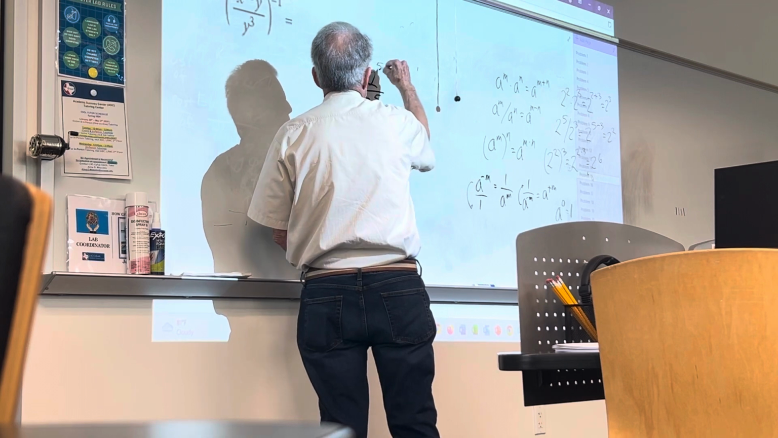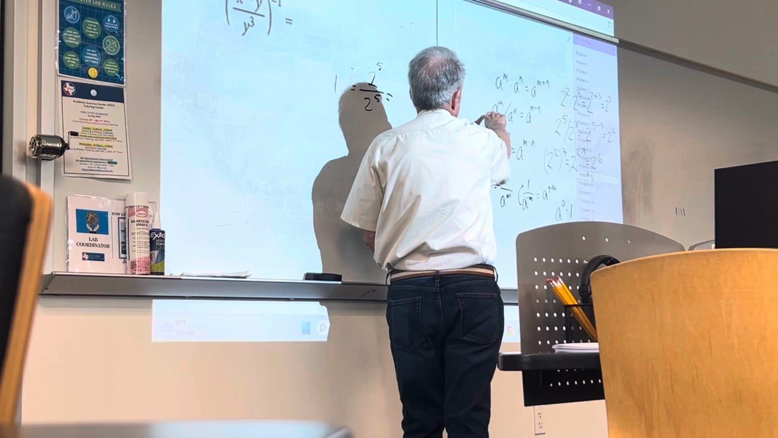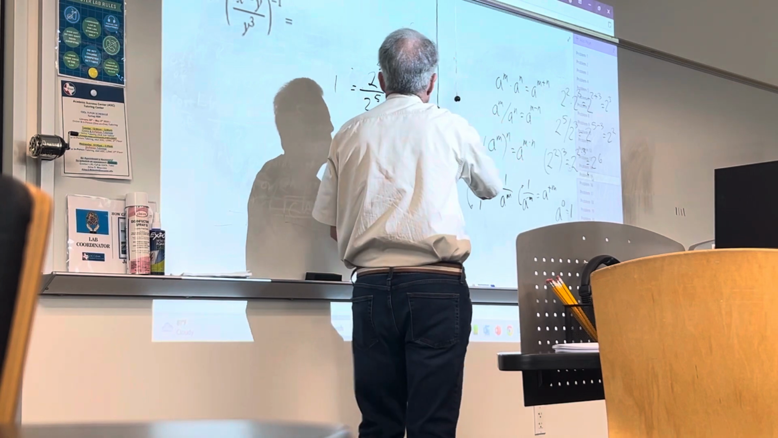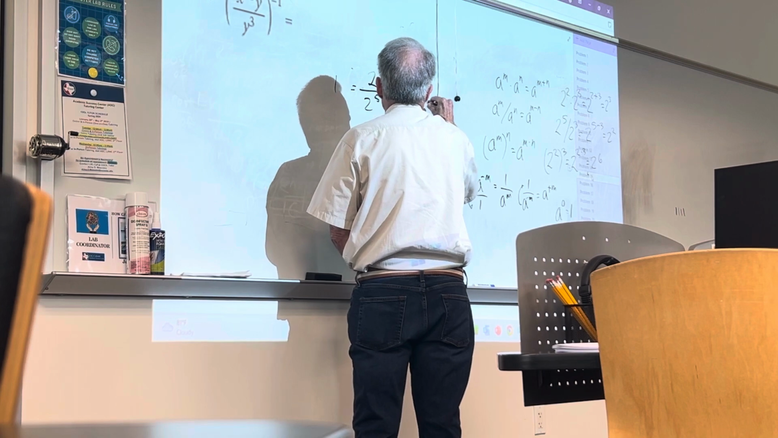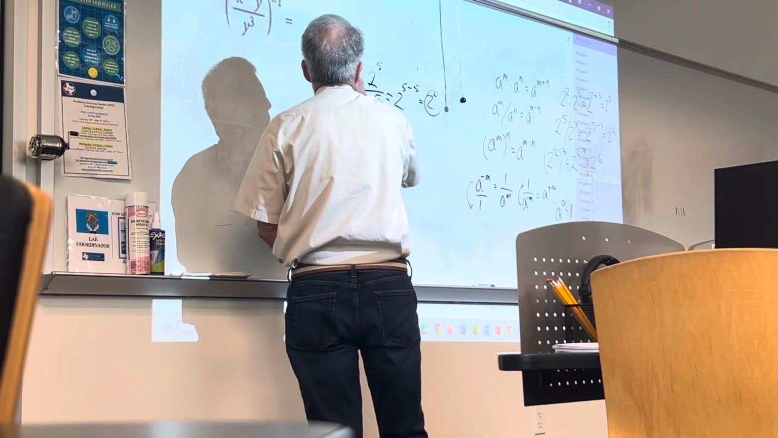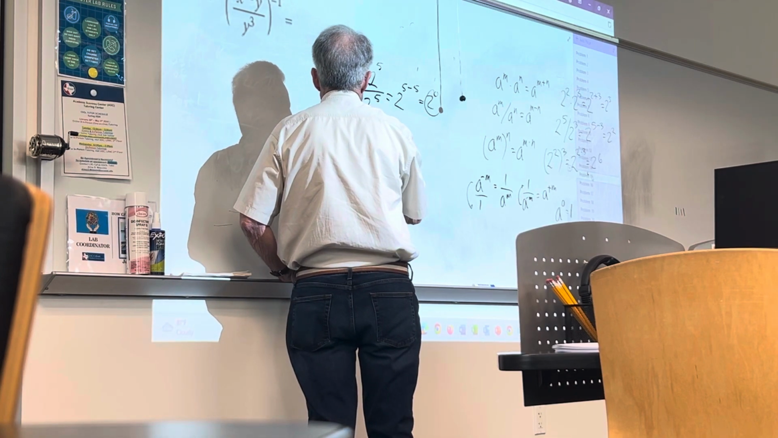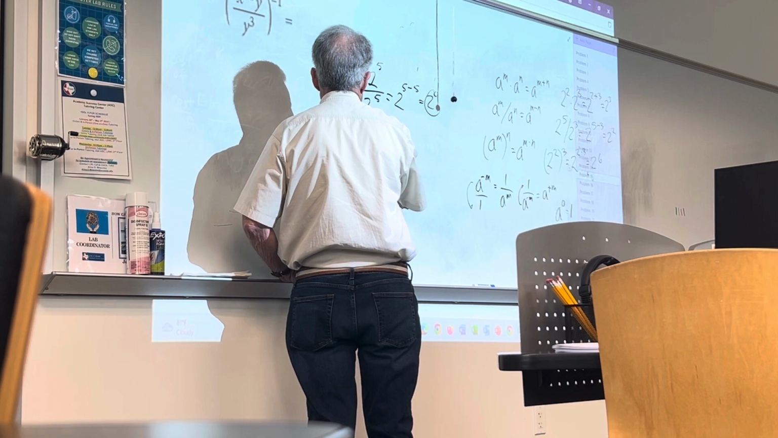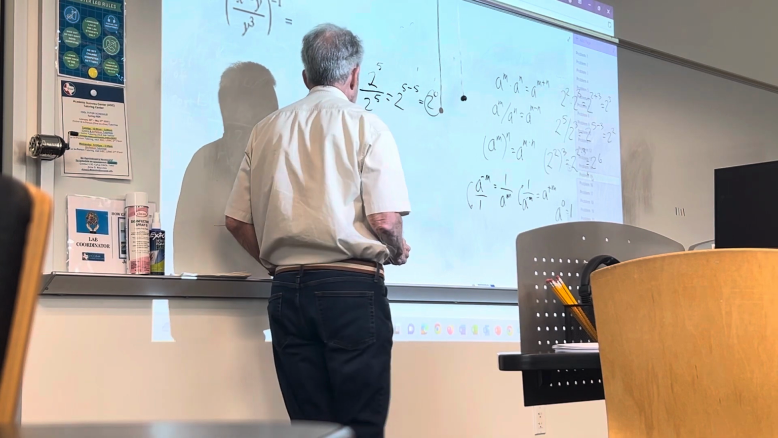I think that's 32 and that's 32. But for 2 to the 5th over 2 to the 5th, we could use the subtraction rule, because I'm dividing. So this is 2 to the 5 minus 5, which is 2 to the 0. So when you say anything raised to the 0 power, it's 1.